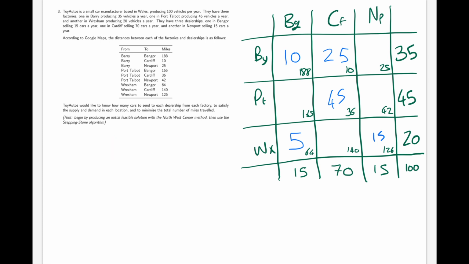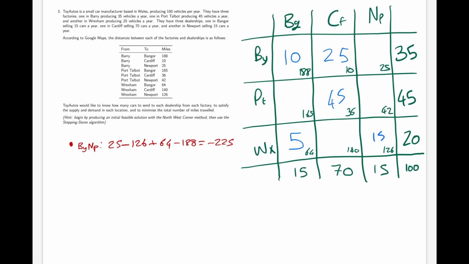We don't know whether we are done or not yet, so let's perform another iteration of the stepping stone algorithm, looking at every single non-basic route and seeing if it's worthwhile making those basic. So first look at the Barry-Newport route. That's here. In order to create our loop, we would go down, across, up and across. So we would increase Barry-Newport, decrease Wrexham-Newport, increase Bangor-Wrexham, and decrease Barry-Bangor at a net unit cost of minus 225. That's a huge decrease.